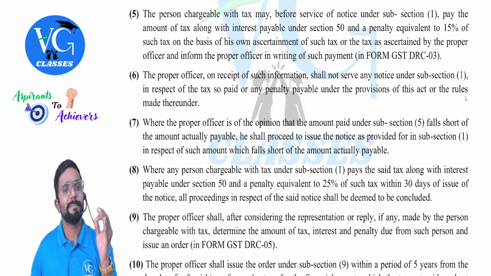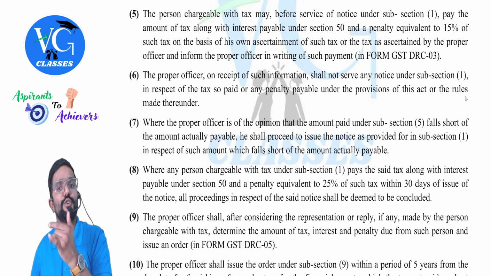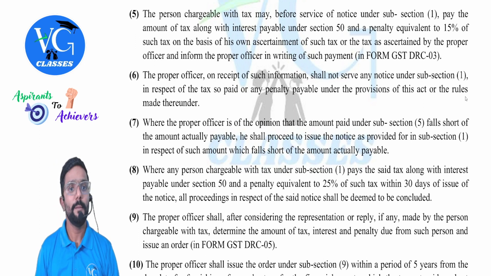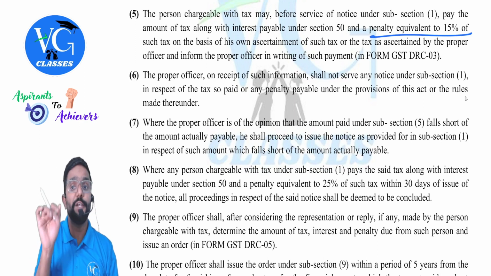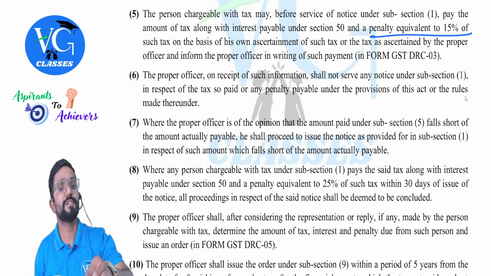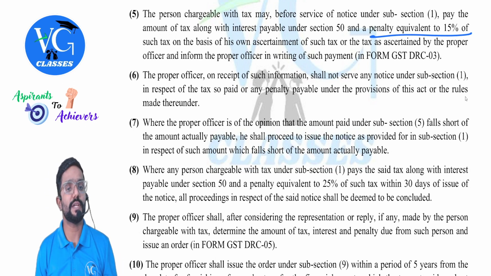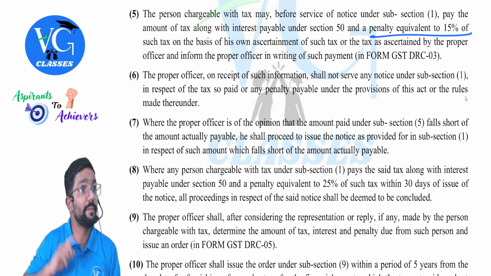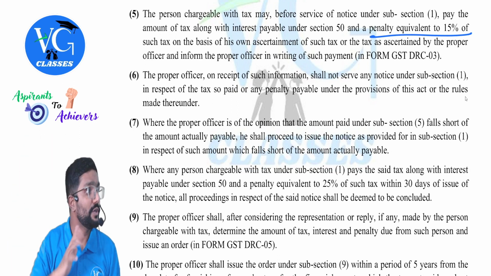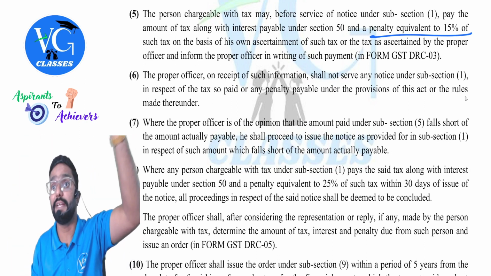Subsection 5. The person chargeable with tax may, before service of notice under subsection 1, pay the amount of tax along with interest payable under section 50 and penalty. Penalty also is there, equivalent to 15% of such tax on the basis of his own ascertainment of such tax or the tax as ascertained by proper officer, and inform the proper officer in writing of such payment in form GST DRC 03. Guys, even before notice is received, I got a smell already. About what? Proper officer is getting ready to issue notice. Before that, I myself can calculate and pay it. Yes.